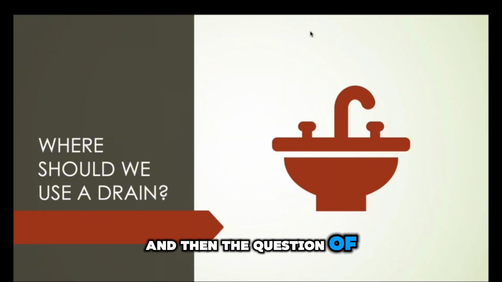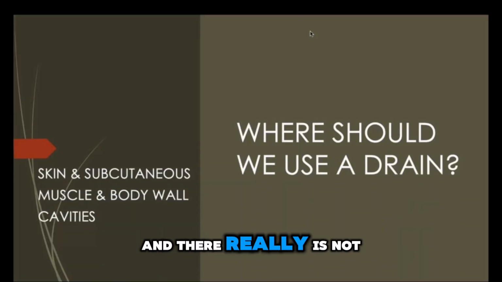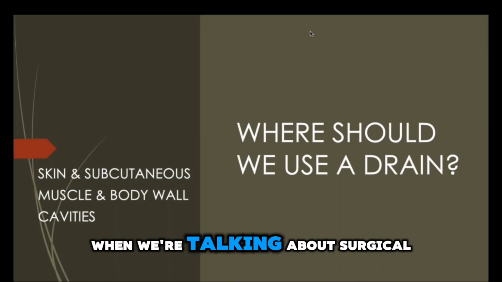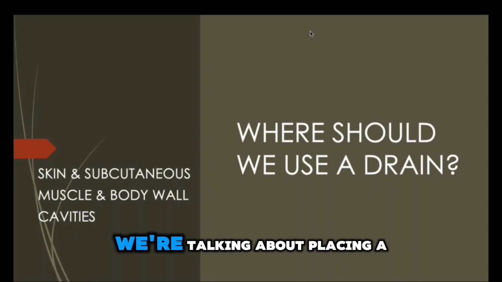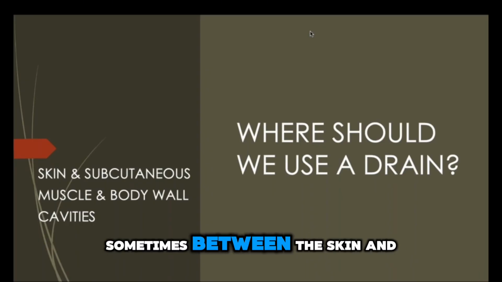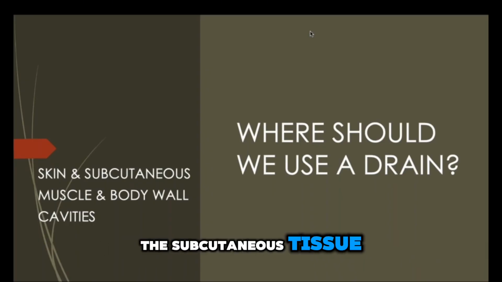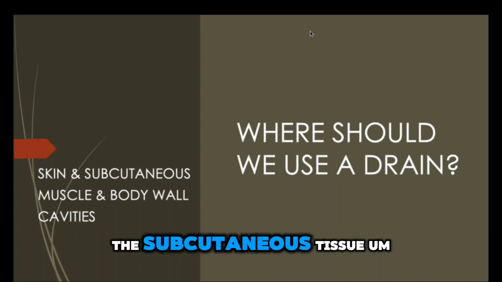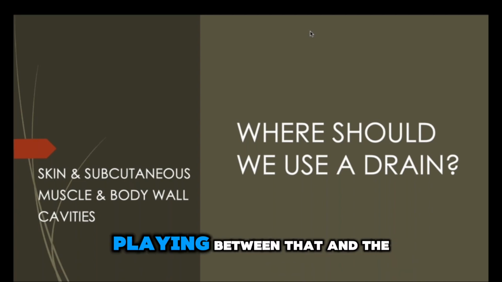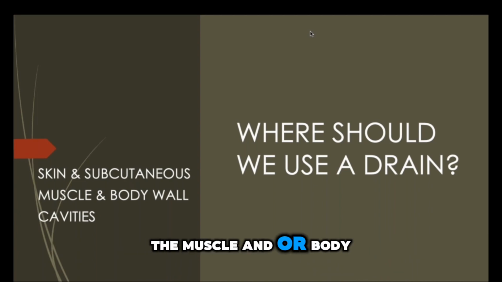And then the question of where, and there really is not a wrong place, if you will, to place a drain. It's just, do we need it? And when we're talking about surgical wound drains, we're talking about placing a drain sometimes between the skin and the subcutaneous tissue. More often, we're looking at the subcutaneous tissue plane between that and the muscle and or body wall.